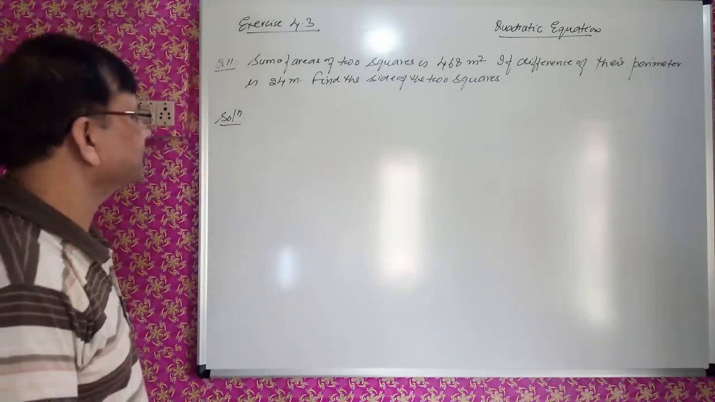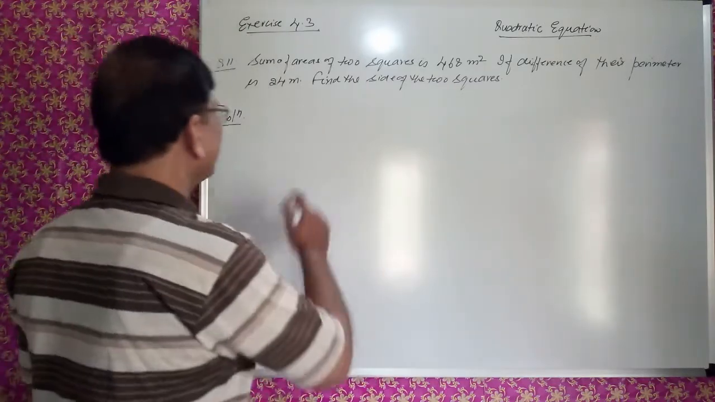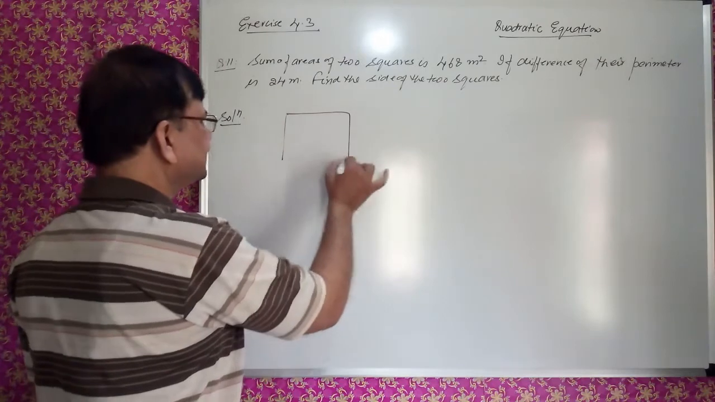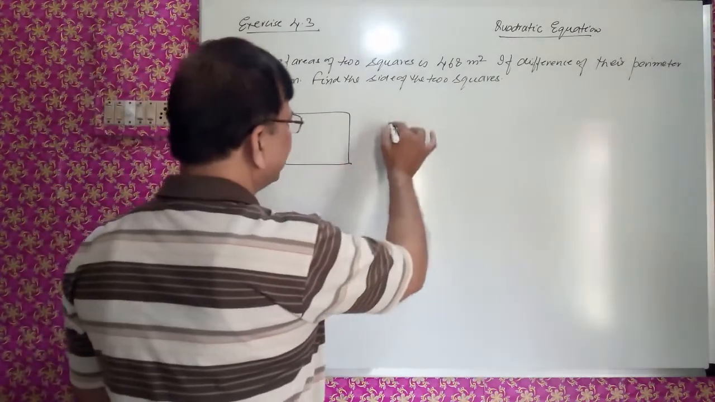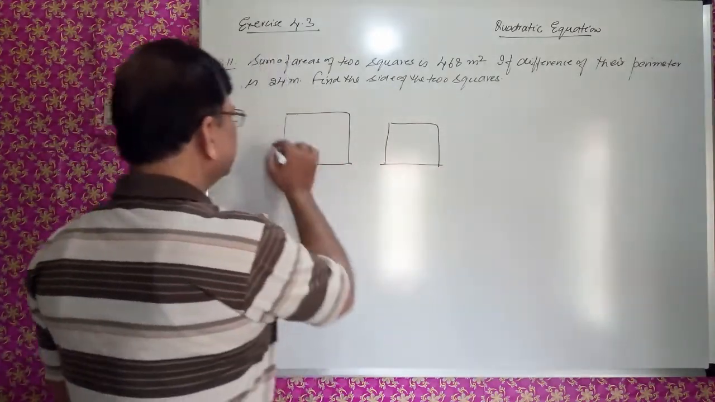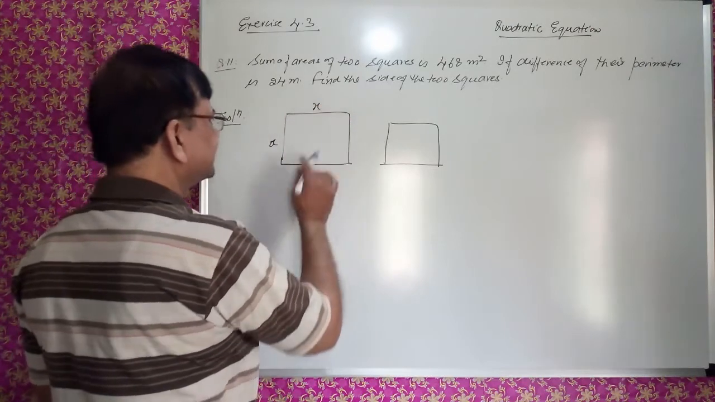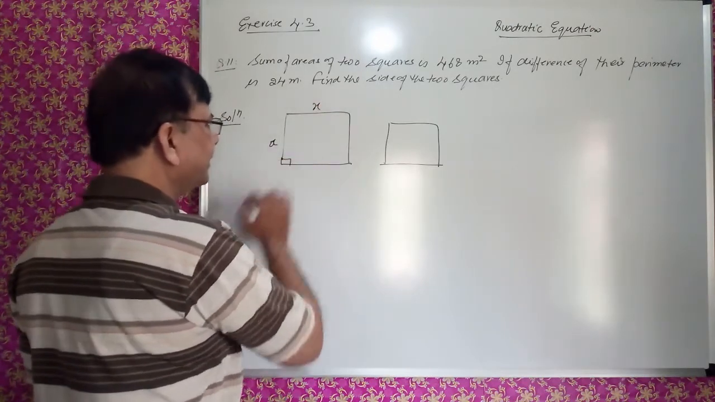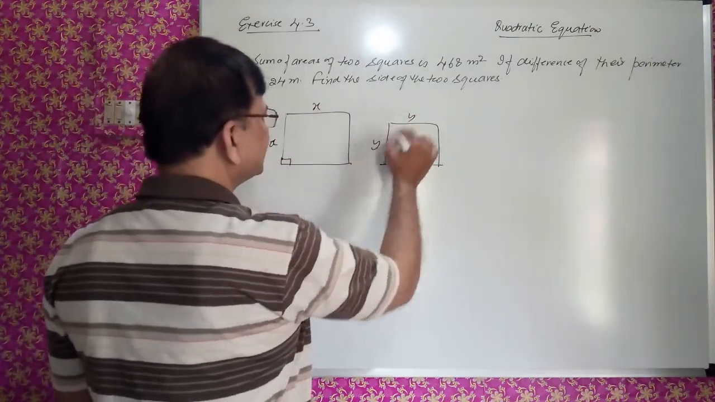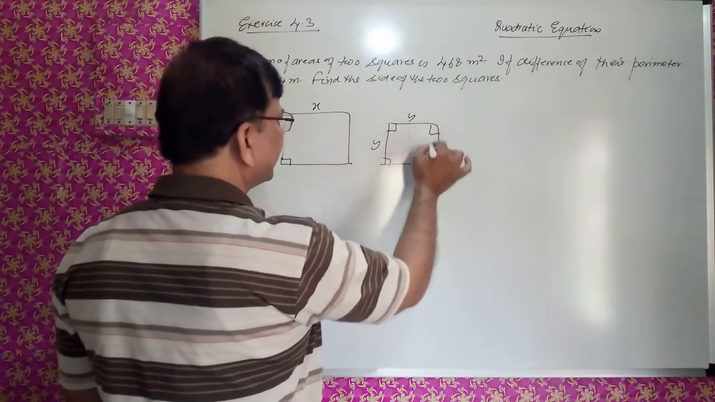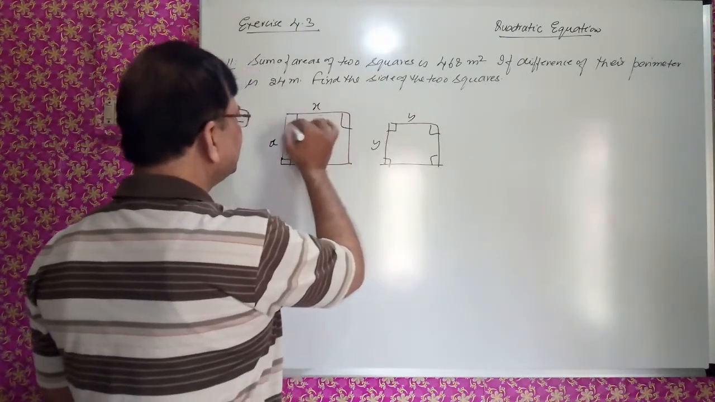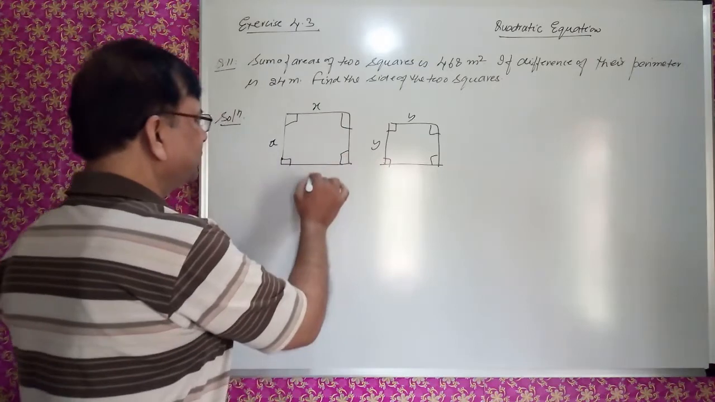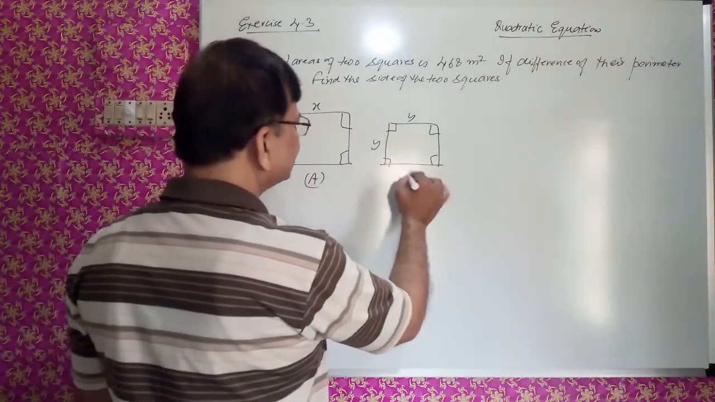See, suppose two squares are there. Conceptually you understand. This is x, this is x. It is a square, and this is y, and this is y. This is also a square, right? These two squares are there. Suppose this is A and this is B.